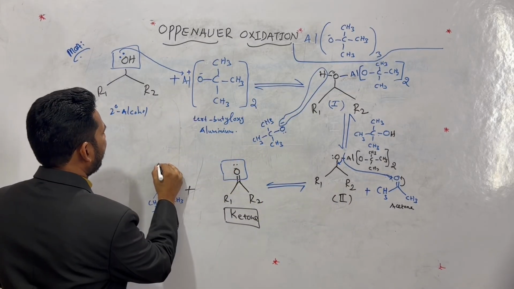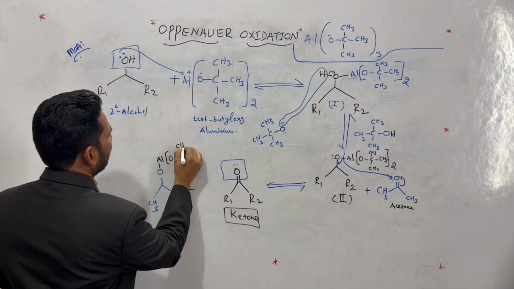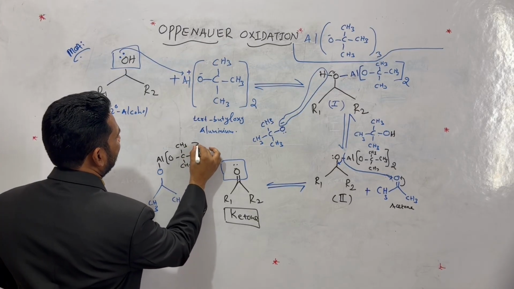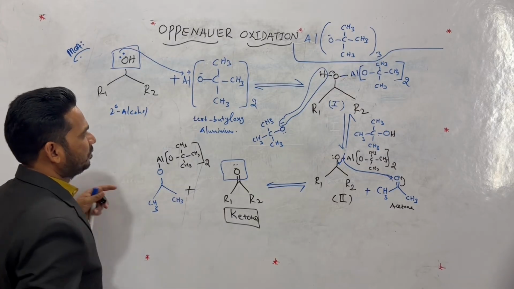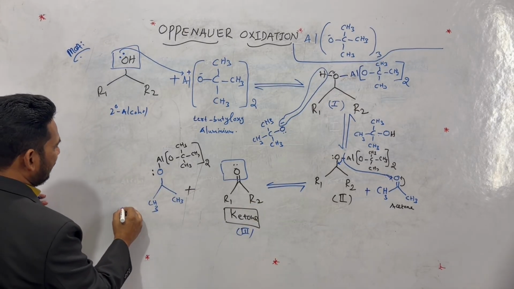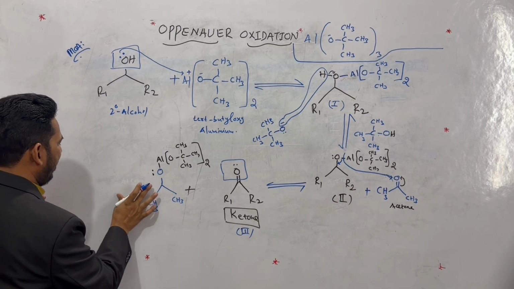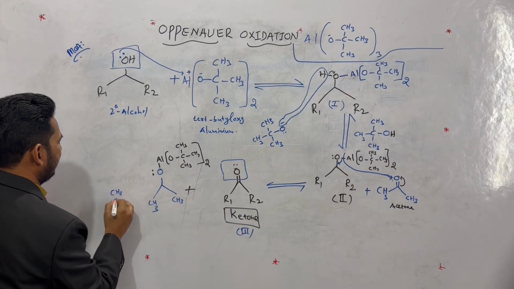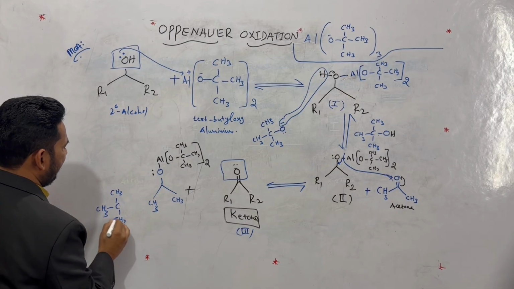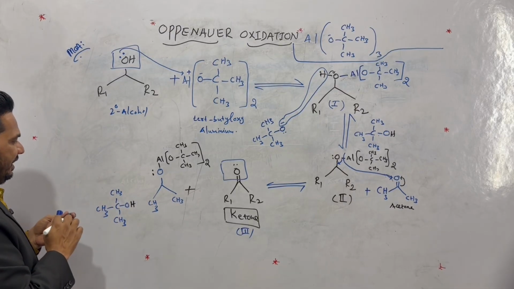O. A new bond is formed here. Al, tertiary butyl oxy. How many moles? 2 moles. Here extra pair of electrons are there. That extra pair of electrons, what will it do? Already we know that there it forms the tertiary butyl alcohol.